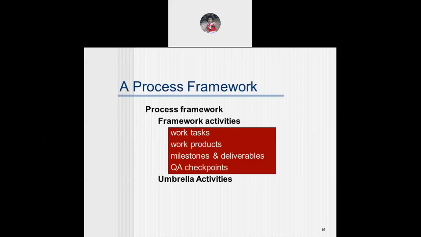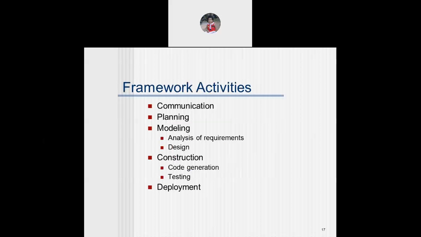The quality assurance checkpoint. After completing the entire task, we are going to check the quality of the particular product, whether the particular product meets the requirement of the client. That we call a quality assurance checkpoint. So these are the various framework activities that we are going to discuss in the software engineering process. So here: communication, planning, modeling, construction and deployment.